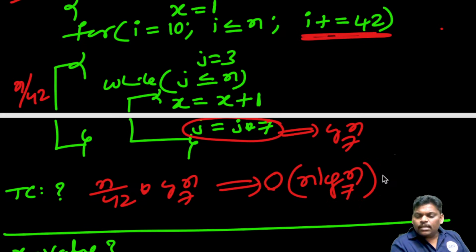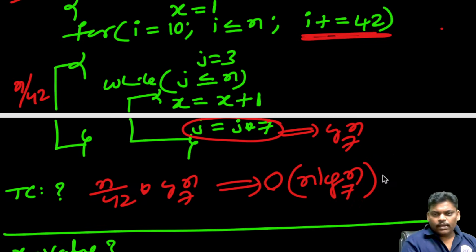He is asking what the x value is. First loop is n by 42, everyone agrees. Second loop is log n base 7, because of the inner loops we multiply, there is no dependency. n by 42 into log n base 7, so time complexity is n log n base 7.